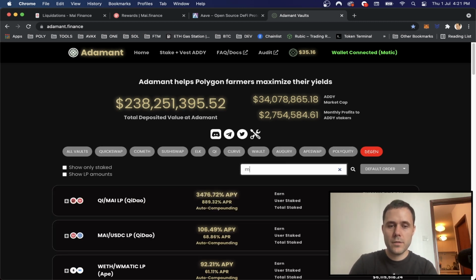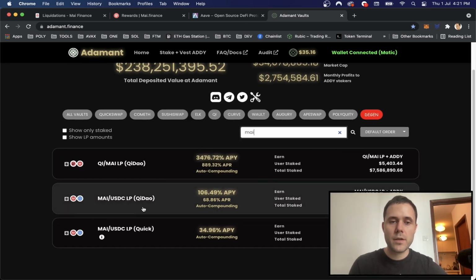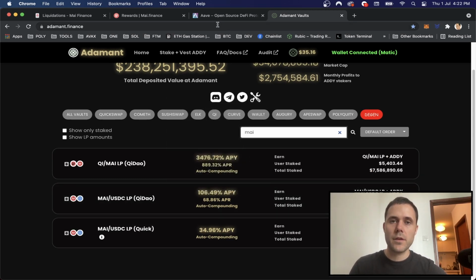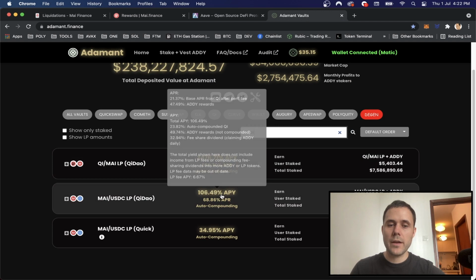So if we type in here Mai, we have a number of options. We have a stablecoin pool, and we can see it's paying 68.86% APR. Where on here we've just got the 29.20 APR. We're getting extra benefit from depositing on here. If we hover over here, you'll see all the breakdown of all the rewards. Part of that is given in the Adamant platform token, but part of that is going to come across by the auto compounding feature on here.